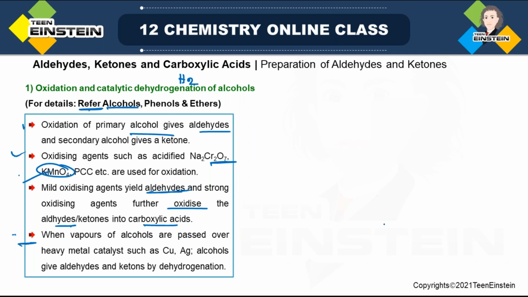So either you use oxidizing agent, then also you are getting aldehyde or ketone starting from alcohol, or you can use another method, which is catalytic dehydrogenation. You have to use some heavy metal catalyst. Fine.